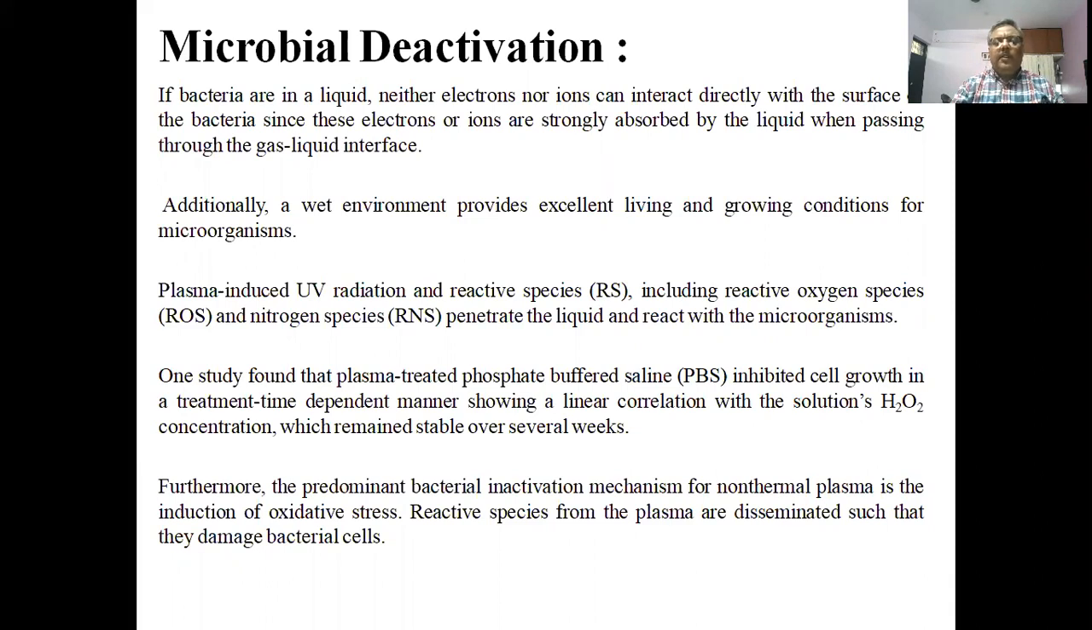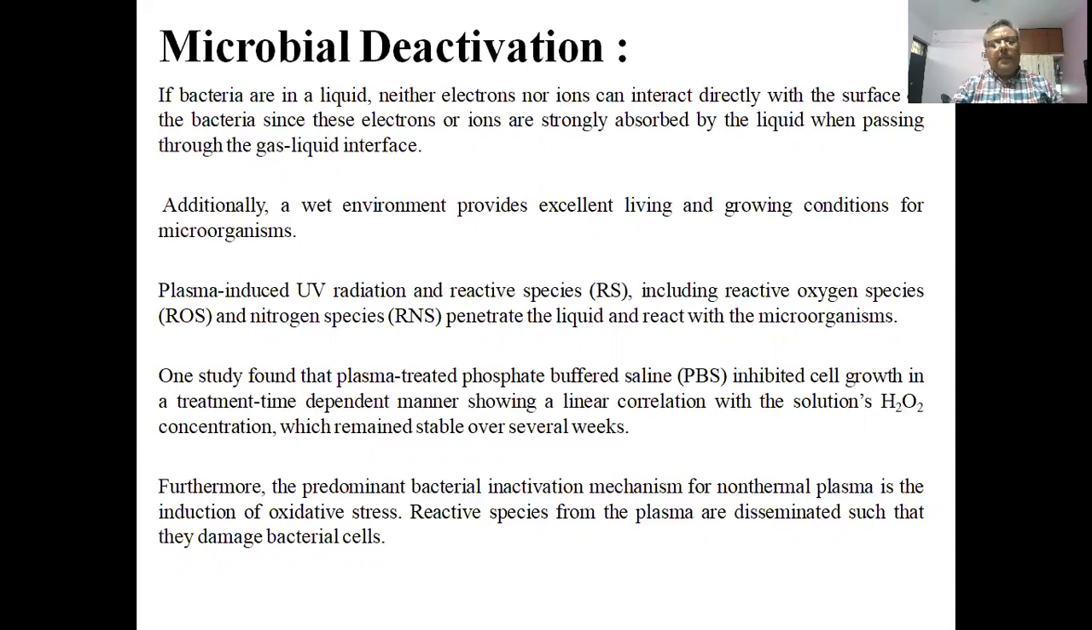Plasma-induced ultraviolet radiation and reactive species, including reactive oxygen species and nitrogen species, penetrate the liquid and react with the microorganism. One study found that plasma-treated phosphate buffered saline inhibited cell growth in a treatment-time dependent manner, showing a linear correlation with the solution's H2O2 concentration, which remained stable over several weeks.